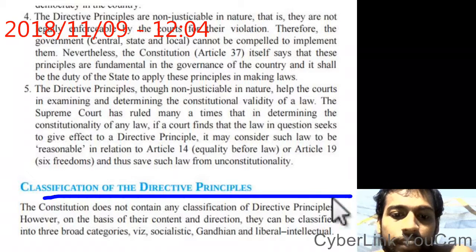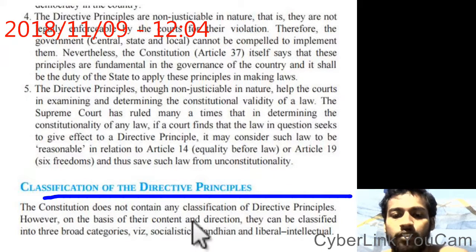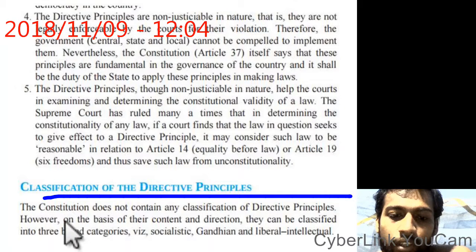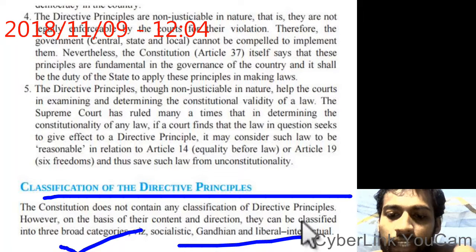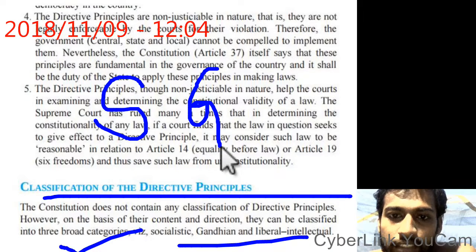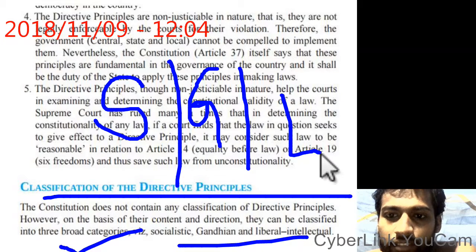So, classification of directive principles. The Constitution does not contain any classification of the directive principles. However, on the basis of their content and direction, they can be classified into 3 broad categories. What categories? Socialist, Gandhian, and liberal intellectual. Please remember, S, G, L: Socialist, Gandhian, and Liberal intellectual.